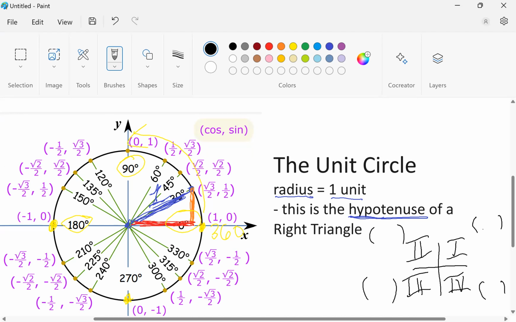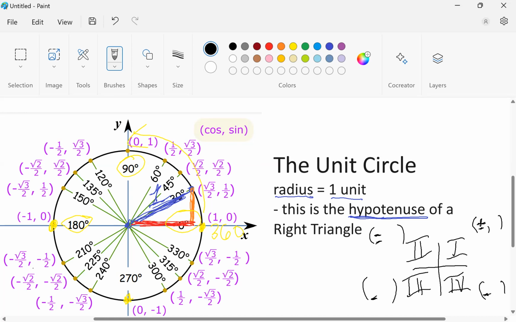Okay, so first we'll look at the X values. In quadrant 1, we see positive X values. That's a positive sign. In quadrant 2, now we're over here, we see negative 1/2, negative square root of 2/2. So over in quadrant 2, we see negative X values.